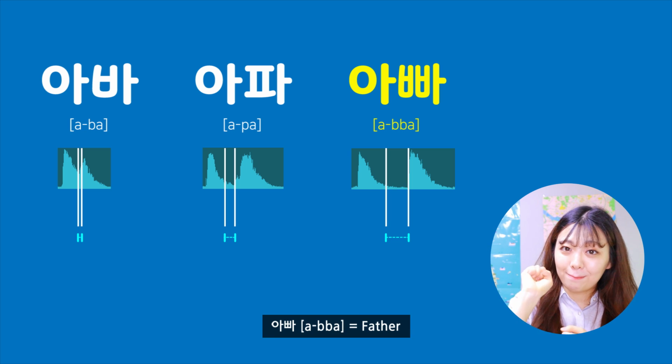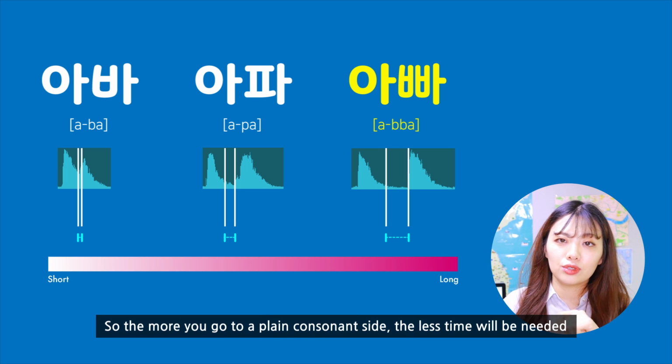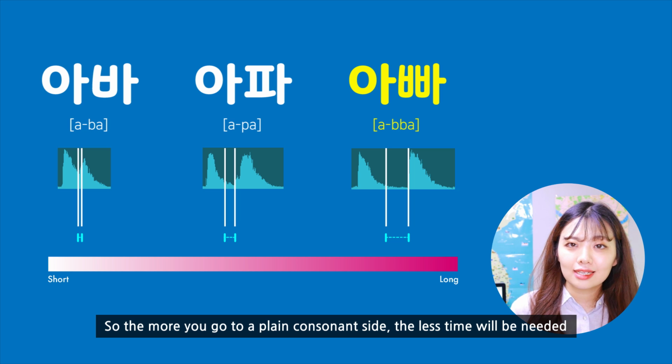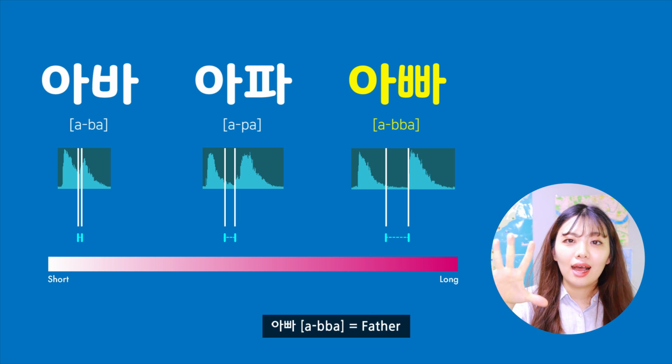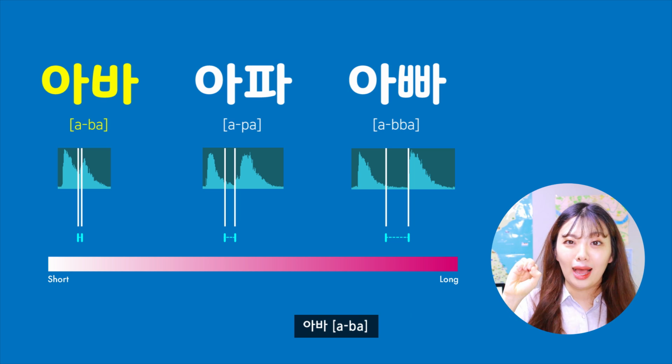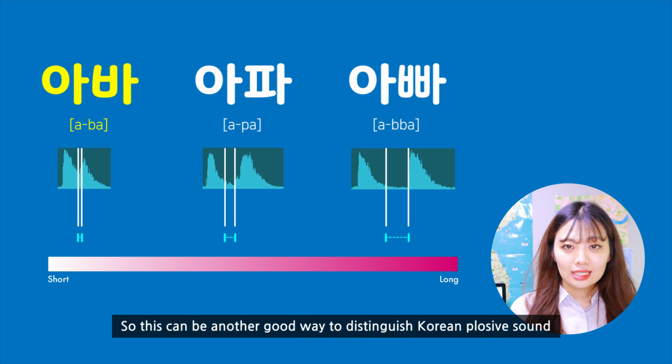아빠, 아빠, right? So the more you go to a plain consonant side, the less time will be needed. 아빠, 아파, 아바. So this can be another good way to distinguish Korean plosive sounds.